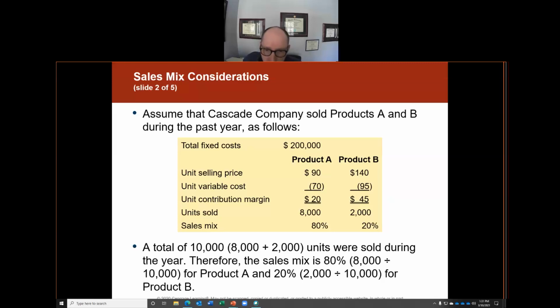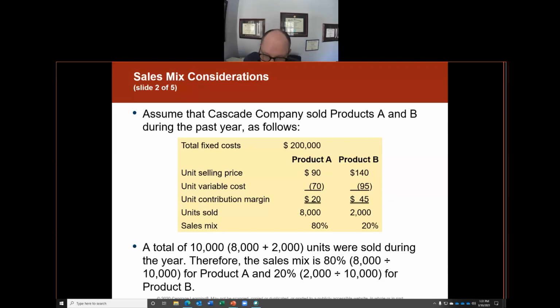Define the sales mix. How do you find the sales mix, you might be asking? It's based off of the number of units sold for each product. How do we find the percentages? Product A is 80%, product B 20%. How do we find those percentages? Well, you take the units sold for that product divided by the total number of units sold for the whole company. So 8,000 divided by 10,000 is 80%.